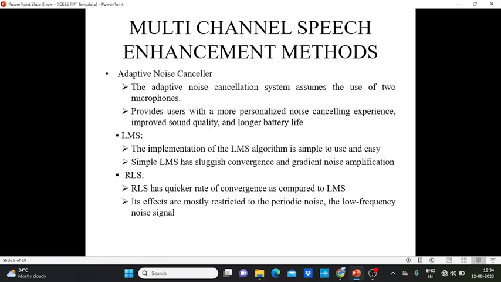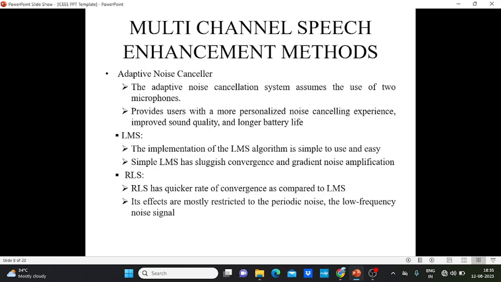Multi-channel speech enhancement is the next one. Here, adaptive noise cancellation has LMS and RLS. The adaptive noise cancellation system assumes the use of two microphones. It provides the user more personalized noise cancellation and improves the sound quality.